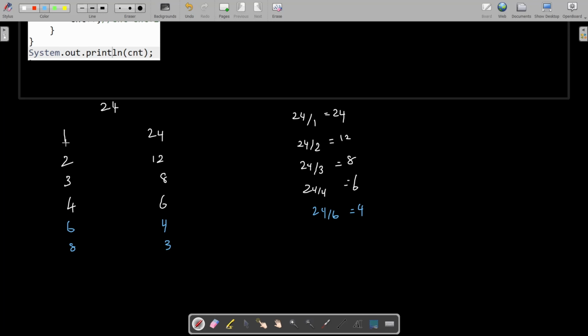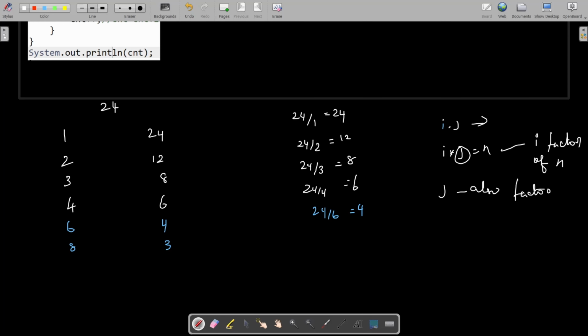Let's take this as i and this as j. Or let's take this pair 3 and 8. 3 is i and j is 8. So if i and j are factors, let's take i into j equal to n, right? How many of them agree with this point? So i into j equal to n. What is i here? i is a factor of n. And if i is a factor of n, what is j? j is also a factor.